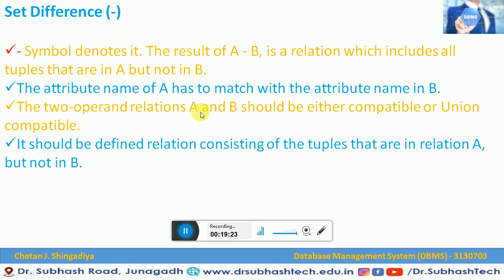We will see that with the help of an example also. The attribute names of A have to match the attribute names in B. The two operands, relation A and relation B, should be union compatible, and it defines a relation consisting of the tuples that are in relation A but not in B. So this is a simple understanding of set difference.